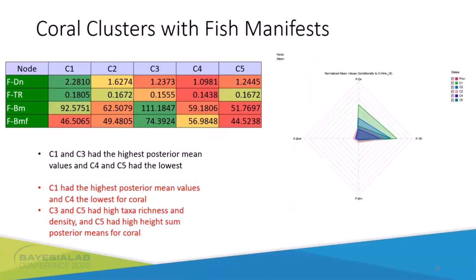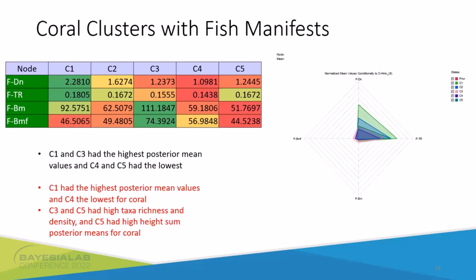And then we do the same thing, that the C1, 2, 3, 4, 5 at the top of the table are the coral clusters, and the nodes that we're looking at the posterior mean values of are for the fish. And so C1 had the high fish density and fish taxa richness, and coral cluster 3 was associated with high fish biomass and biomass per fish.